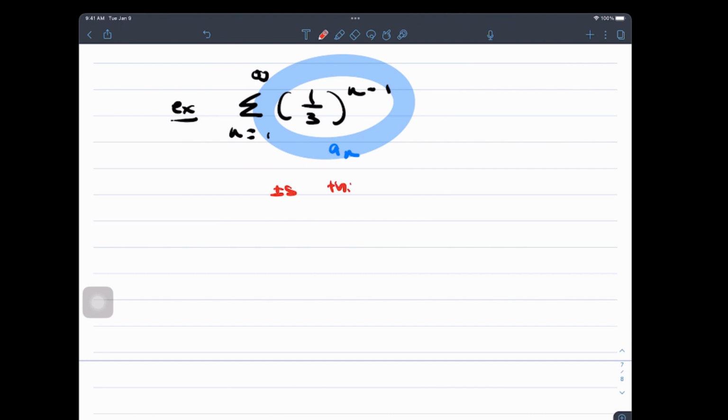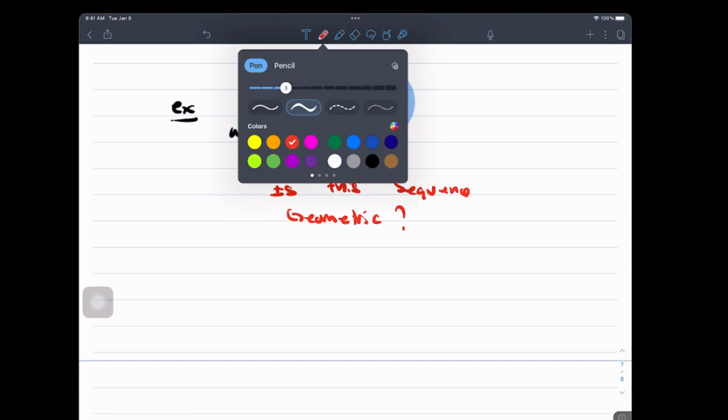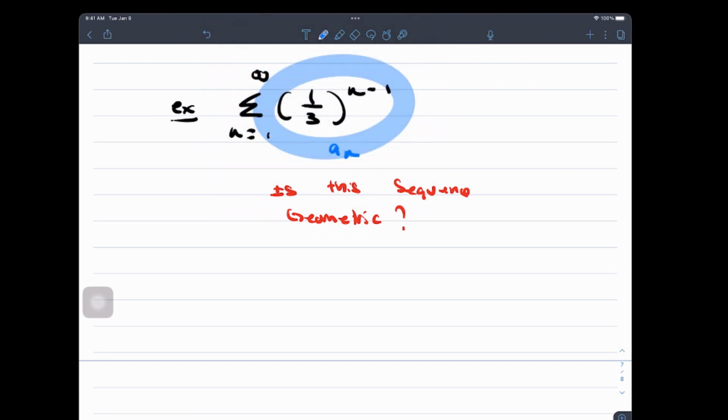Is this sequence geometric? So here's your first test. Is your sequence geometric? How do you guys think you can prove that that's geometric? I'm just kind of curious.